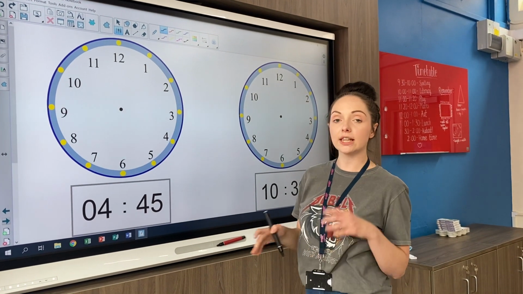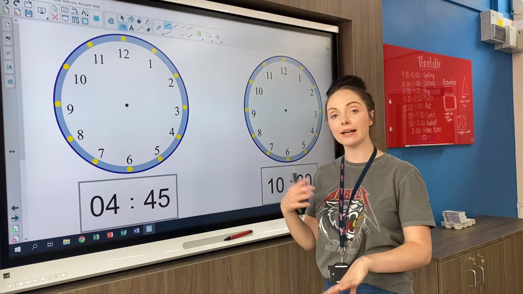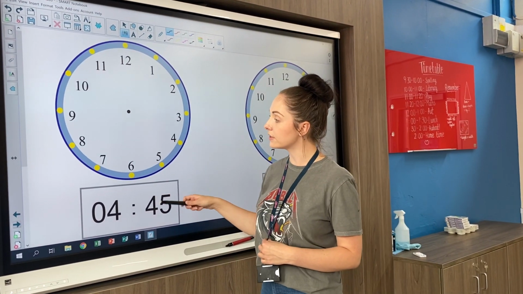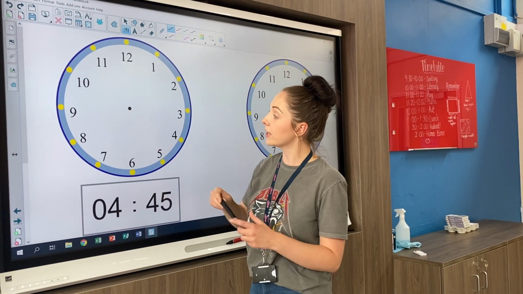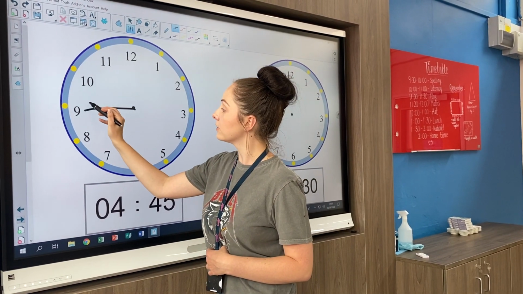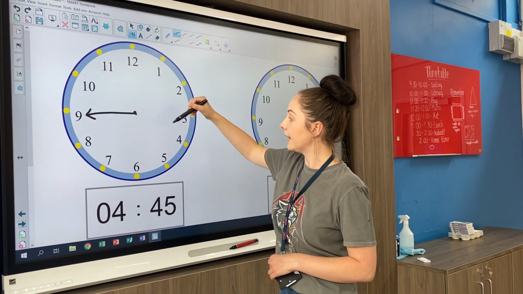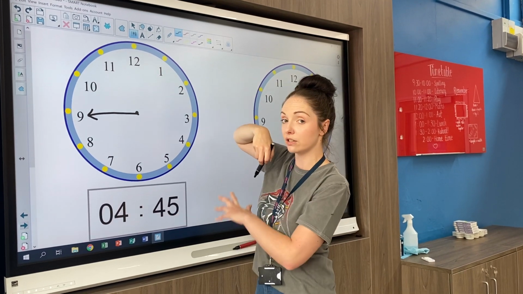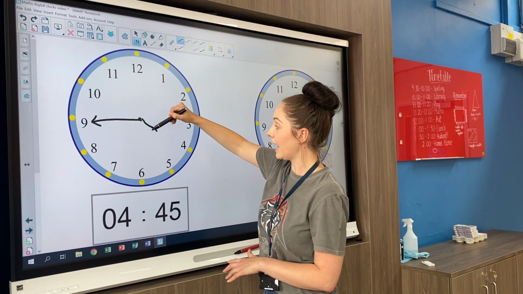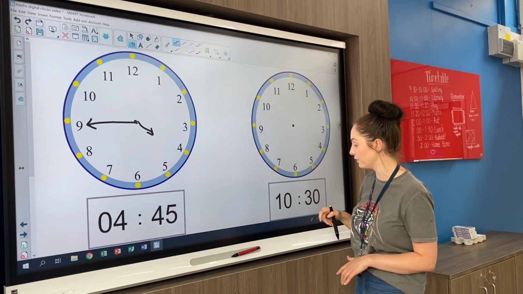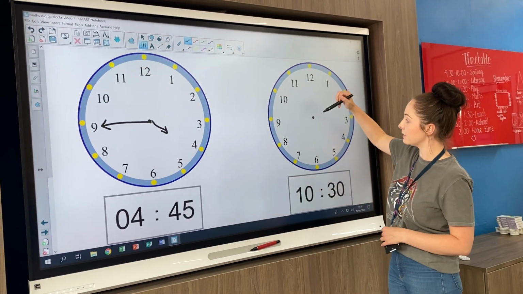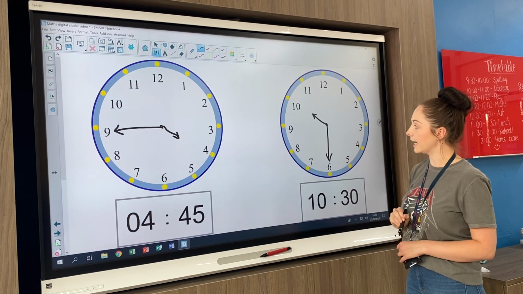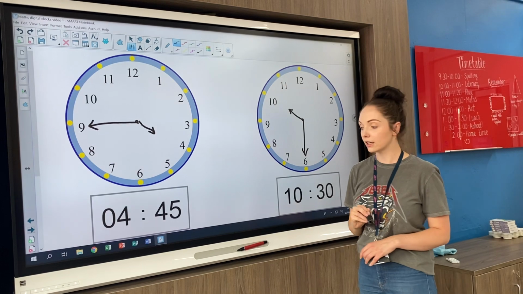And then on the hot sheet, you've got a mixture of converting from analog to digital and digital to analog. So if you've got 4:45, then you're just working backwards. Figure out where 45 would be. So your minute hand would be pointing to 9, and then for the 4, it's gone past 4, hasn't it? So your hour hand would be between the 4 and the 5. And then 10:30, that's a nice easy one. So our hour hand will be pointing to the 10, and our minute hand will be pointing to the 6.